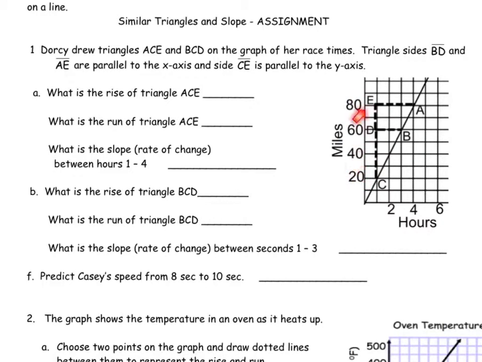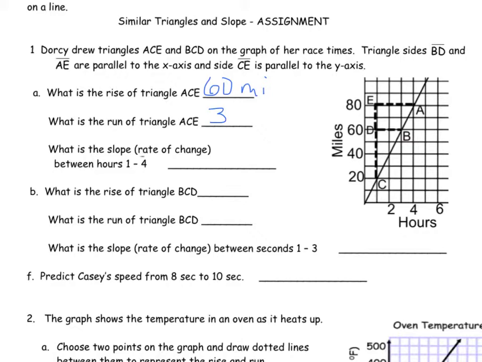You can't just count the boxes. 20 to 80 is 60. If you had $80 and I had $20, the difference is 60. So it rose 60 miles. The run, remember, is how far we went over. So it started at 1 and it went all the way to 4. So from 1 to 4 is 3 hours.